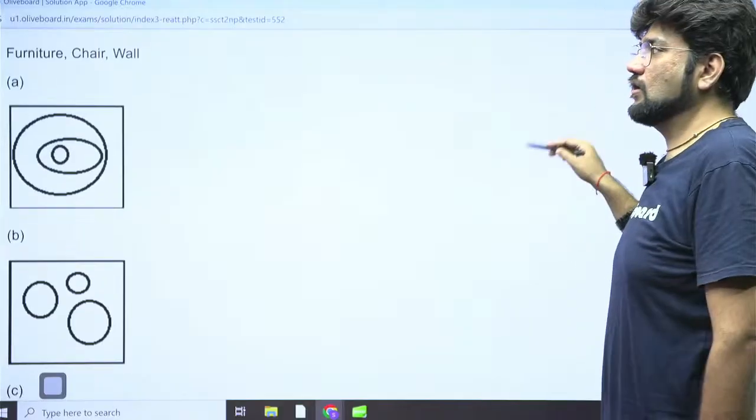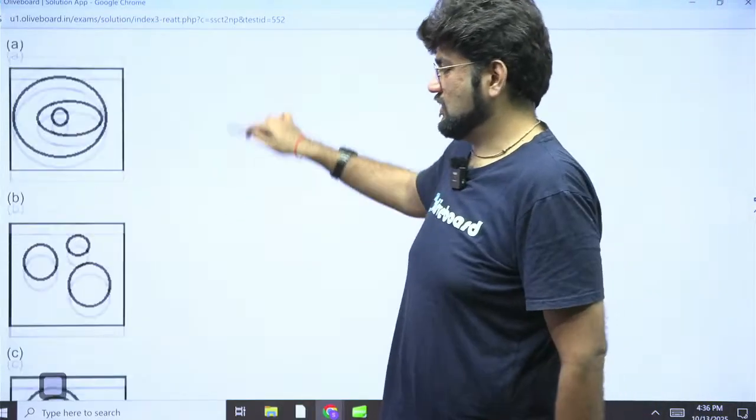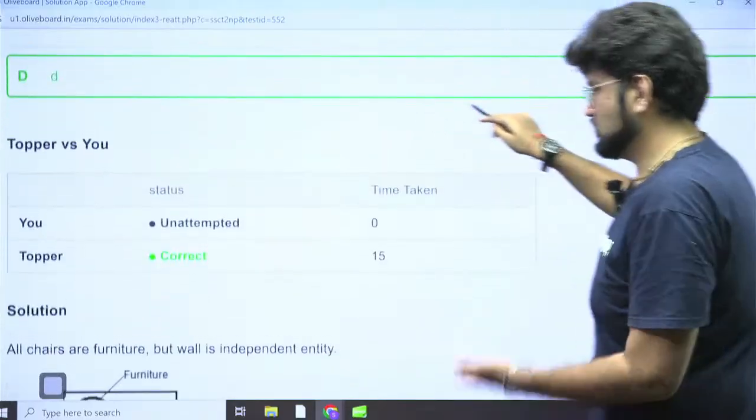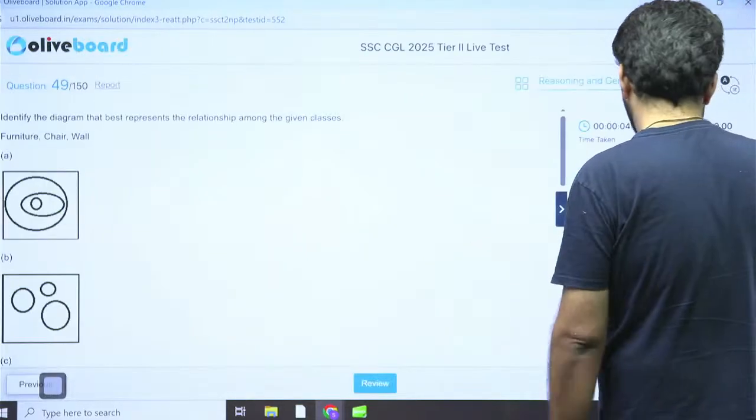Furniture, chair, wall. Chair is furniture, wall is different. Option D, this is not difficult. 5-10 seconds question. Yeah, 15 seconds, not bad. Next.